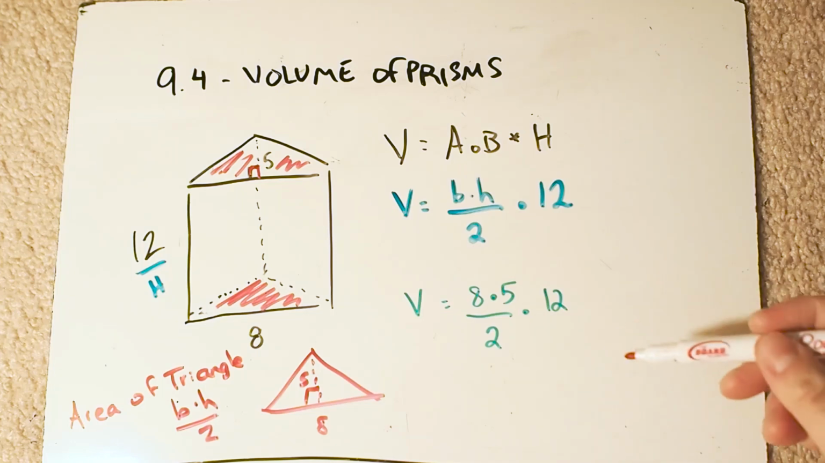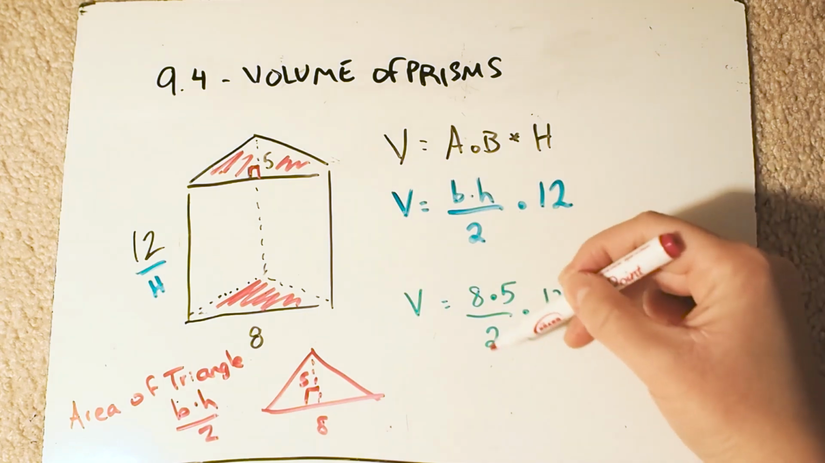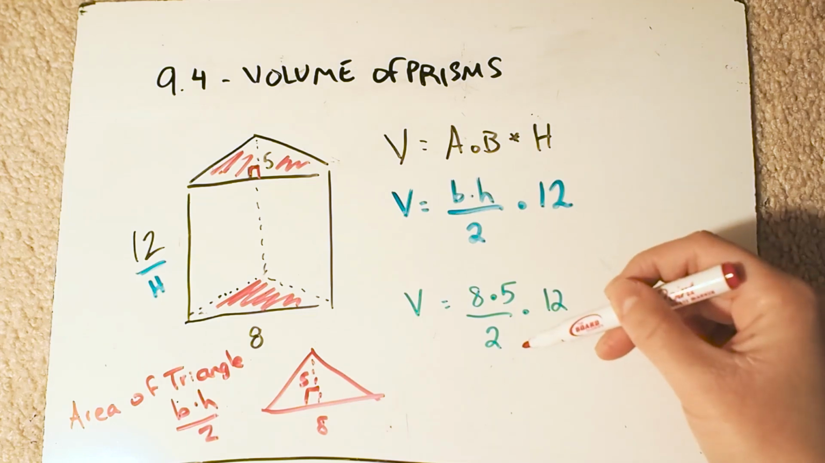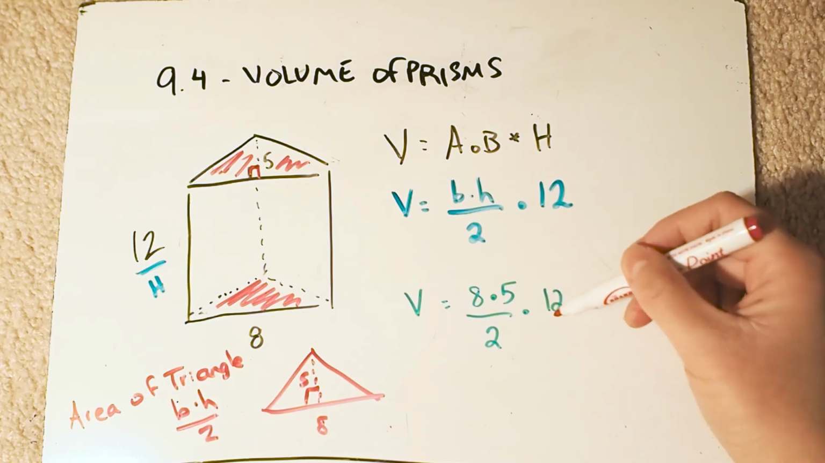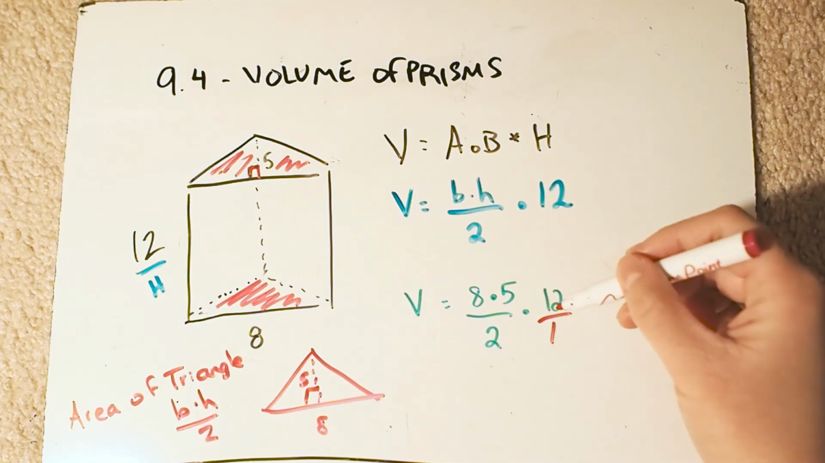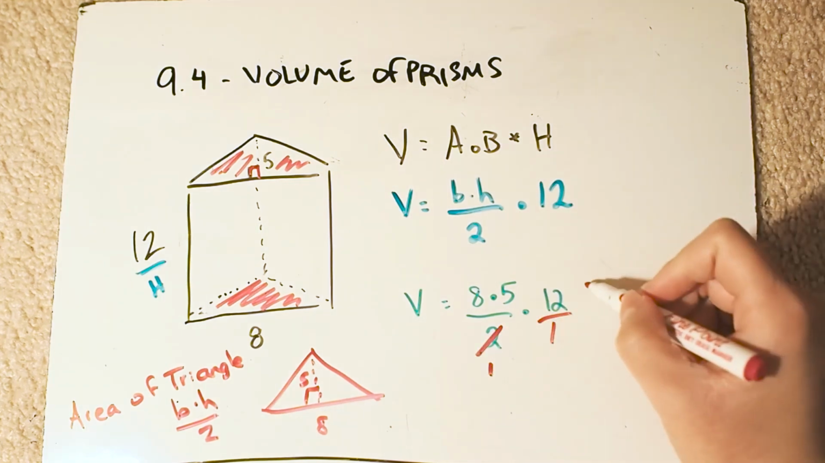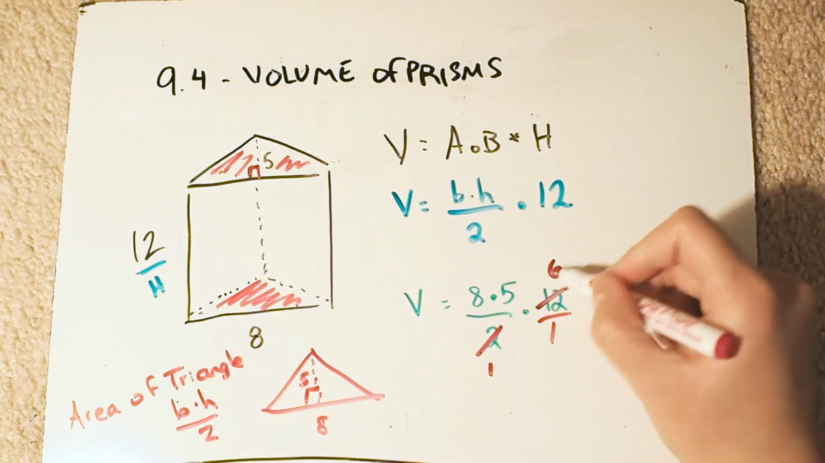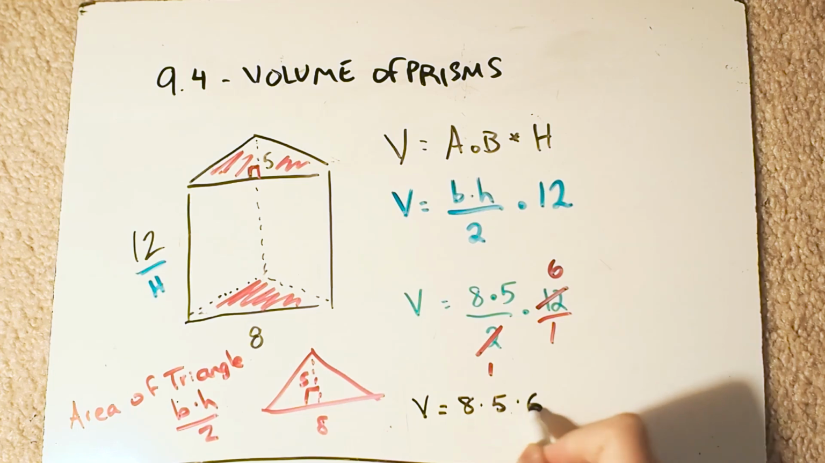Everything here is being multiplied or divided, meaning that we can simplify using common factors. So we can pick 2 has common factors with 8 and 2 has common factors with 12. In this case, I'm just going to use 2 and 12. If we put 12 over 1, 12 and 2 both have a common factor of 2. 2 divided by 2 is 1, 12 divided by 2 is 6. Let's just rewrite that. We know that the volume is now 8 times 5 times 6.